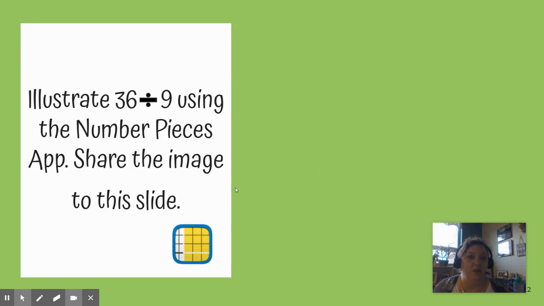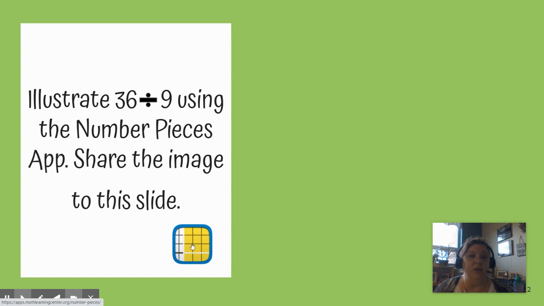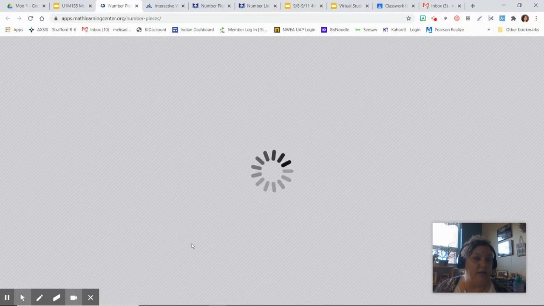Okay, so the rest is going to be for you to practice with. I'm just going to show you something. Illustrate 36 divided by 9 using the Number Pieces app. Share the image to this slide. So this right here is a link. I'm going to want you to follow the link.